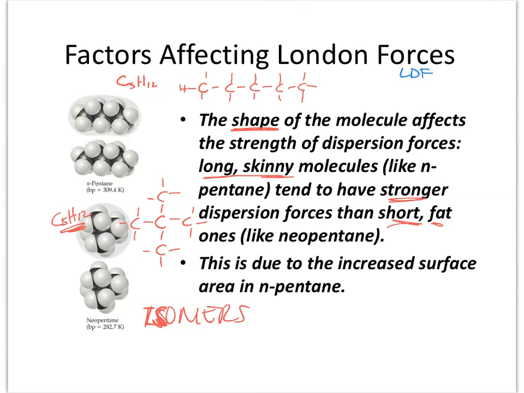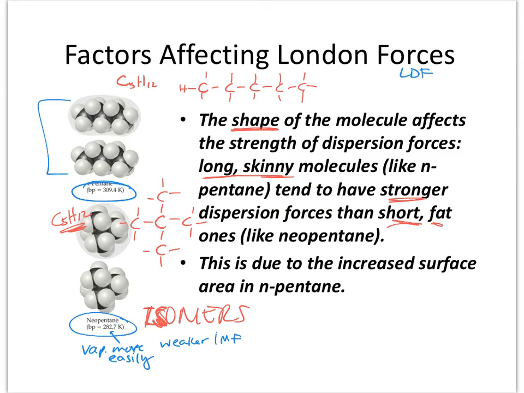Now, the boiling point of n-pentane, which just means it's in a straight line, is 309.4 Kelvin, whereas neopentane, which we would probably call 2,2-dimethylpropane, yeah, organic, its boiling point is lower. It vaporizes more easily. Well, if something vaporizes more easily, it means it has weaker intermolecular forces. So the reason why is because of how the molecules can orient themselves in relation to one another.